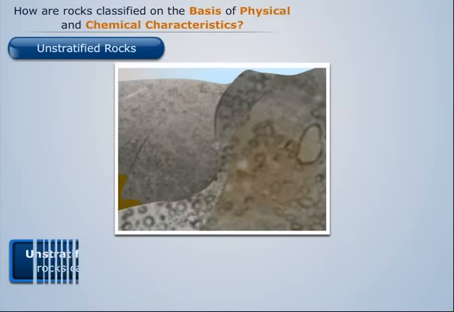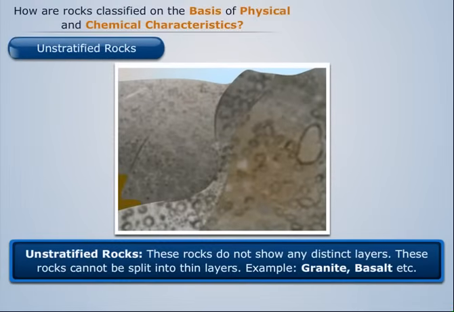Unstratified rocks. These rocks do not show any distinct layers. These rocks cannot be split into thin layers. Example, granite, basalt, etc.